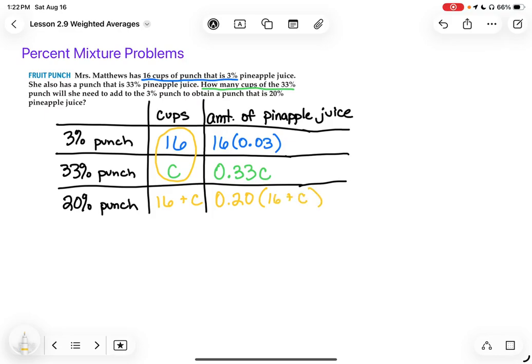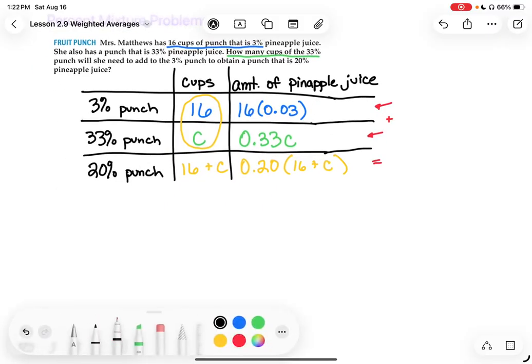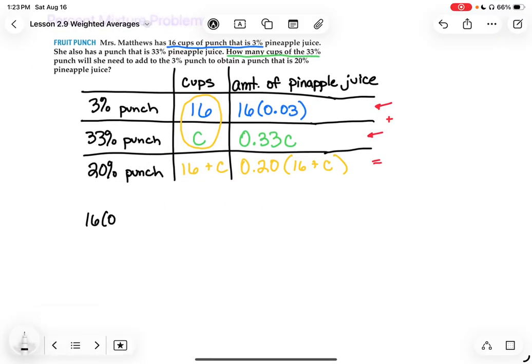times 16 plus C. And so just like every mixture problem, once you've got the table set up, you're good to go. It's going to be this box plus this box equals this box. So our equation is going to be 16 times 0.03 plus 0.33C equals 0.20, or 0.2, times 16 plus C.